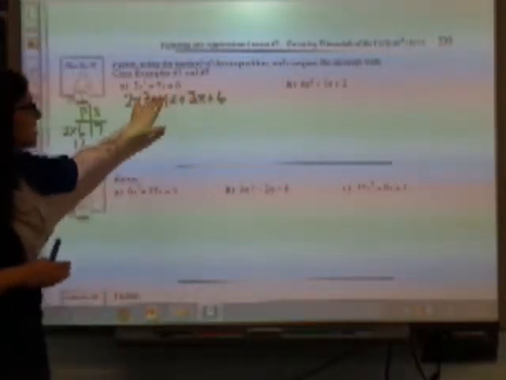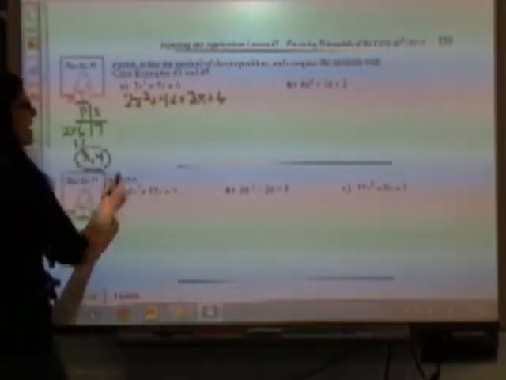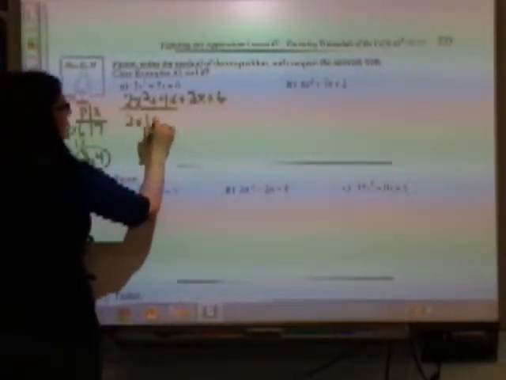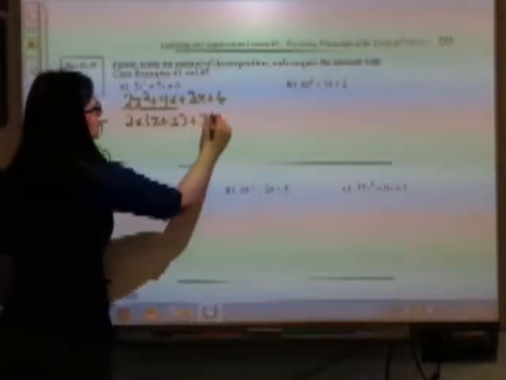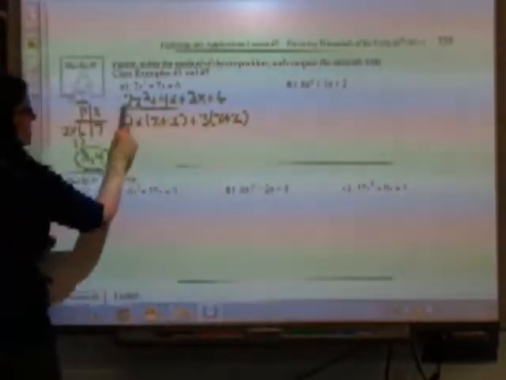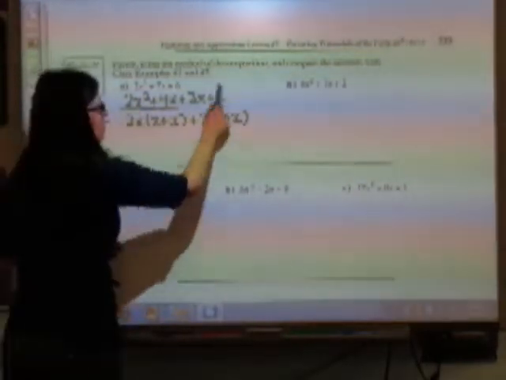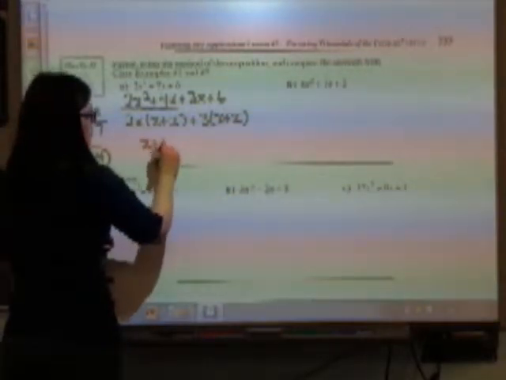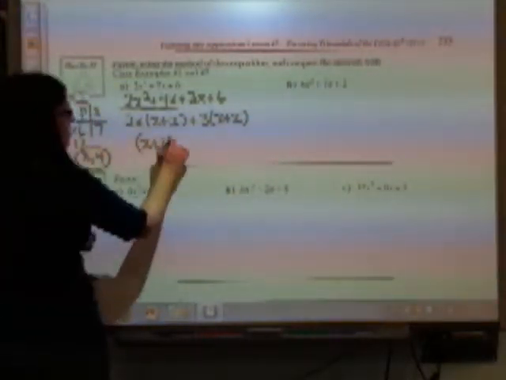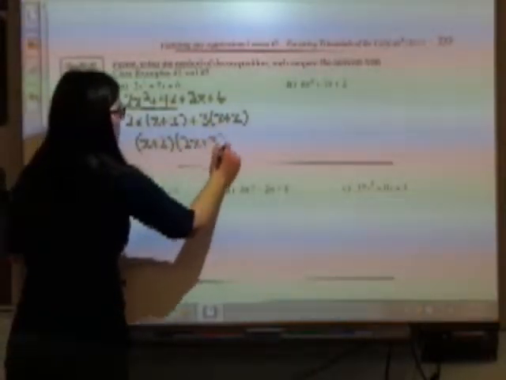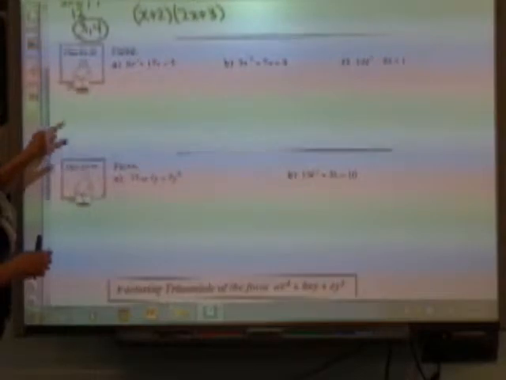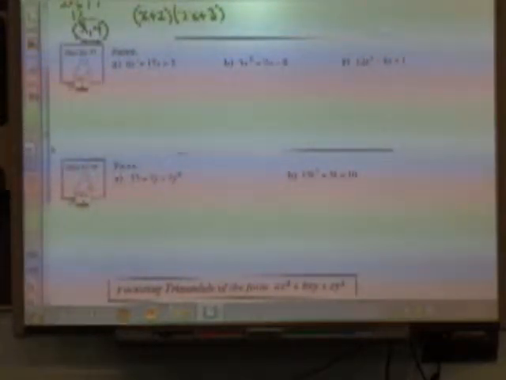Once I do this part, this decomposition, then I go back to the factoring by grouping. So I take 2 terms at a time, and I factor out what's common. These 2 terms have a 2x in common, and these 2 terms have a 3 in common. Now I'm left with another common factor of x plus 2, and 2x plus 3 is what remains. That's decomposition. So take a moment, press pause, and see if you can do class example 4A following the same steps.